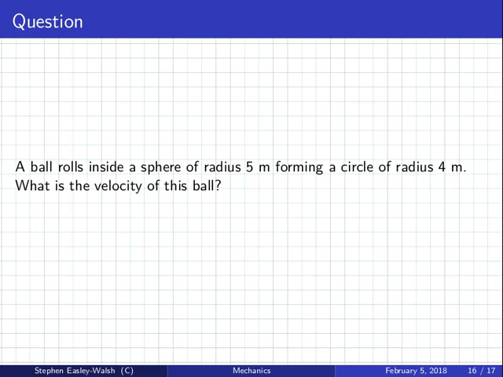Kim, explain to Chow what a sphere is. How would you describe a sphere? It's kind of like a circle. What else can we say about it? It's more like a ball, isn't it? A sphere is like a ball. Yeah, it's a sphere. So a ball rolls inside a sphere. The ball goes inside another ball. Yes.